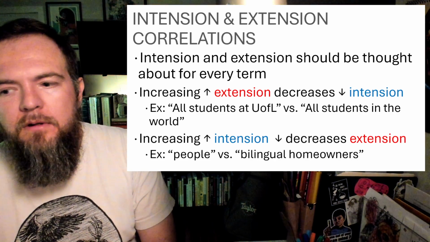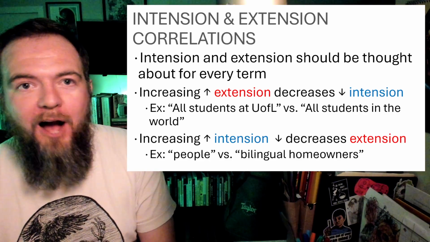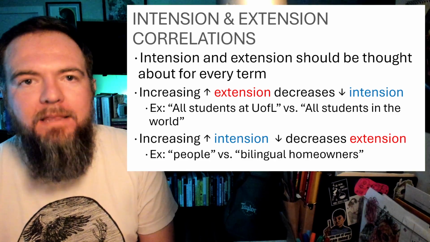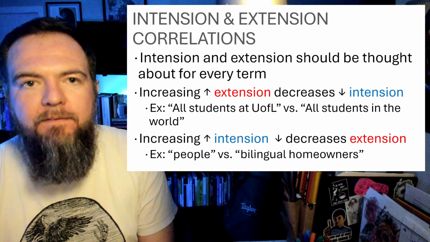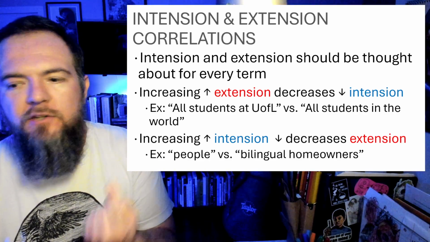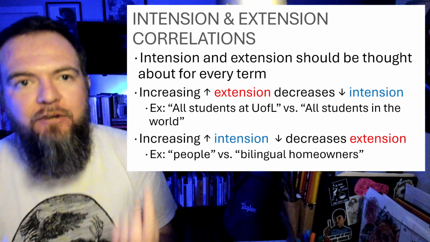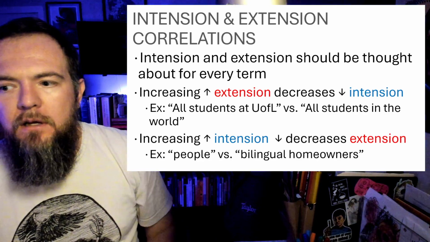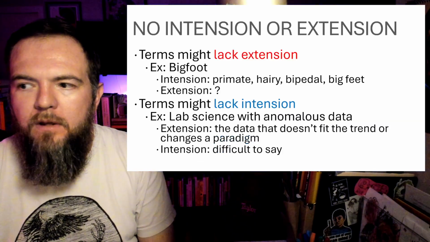So for example, people, if we think about how many objects that would pick out, that is way different than bilingual homeowners. That is going to pick out way fewer people. So as the intension increased in those terms, because we've gone from people to bilingual homeowners, we've increased the intension. That's led to the extension decreasing. So typically they have an inverse relationship with one another.